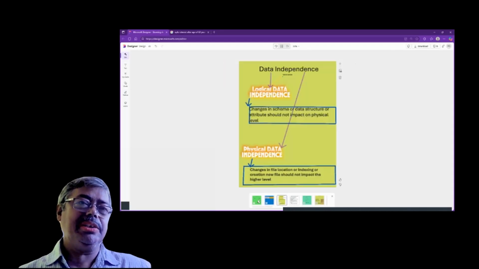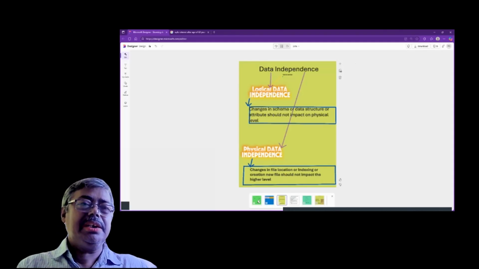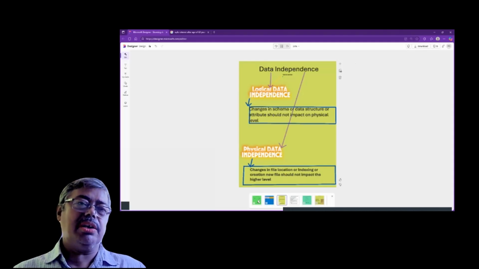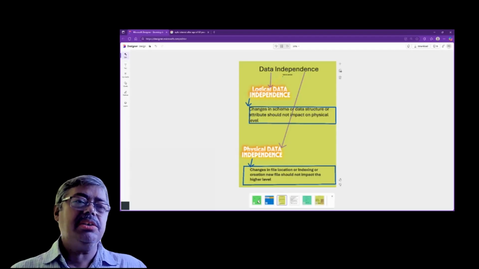Data independence is a characteristic of the relational database management system. What is it? It follows independence, and there are two types of independence: logical data independence and physical data independence. Logical data independence means if any change occurs at the schema level, data structure, or attribute level, it will not affect any physical level or any other level.